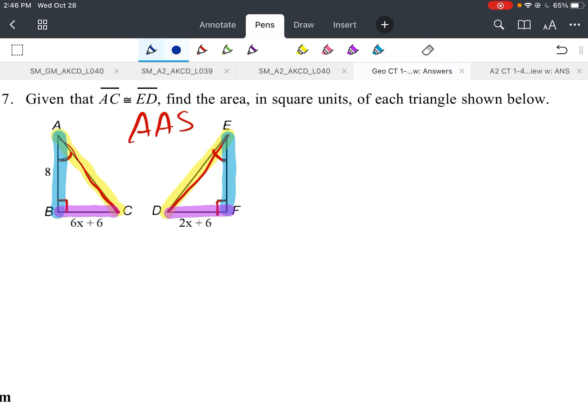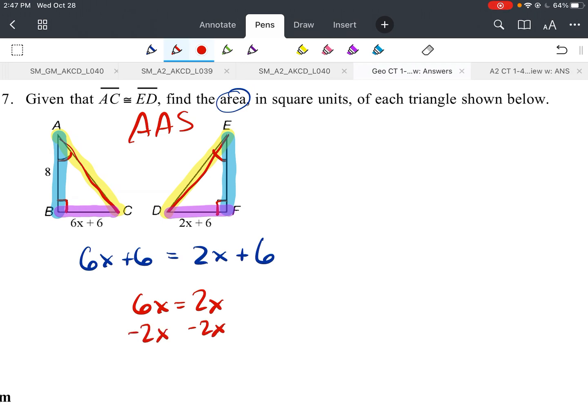Okay, well it says find the area, so I need area. So if 8 is the height for both of them, I just need to figure out this base. This is kind of a weird one, but what I'm going to have is 6x plus 6, because the measurements are equal, set them equal. Now, subtract 6 from both sides, and you get 6x equals 2x. Subtract 2x, and then you divide by 4, and I get x equals 0.